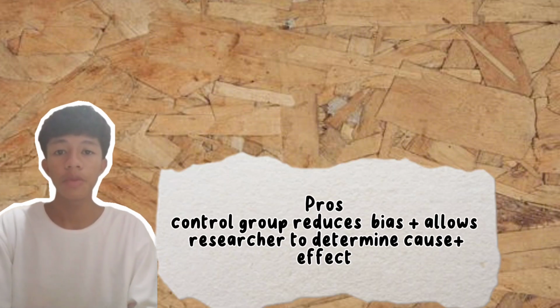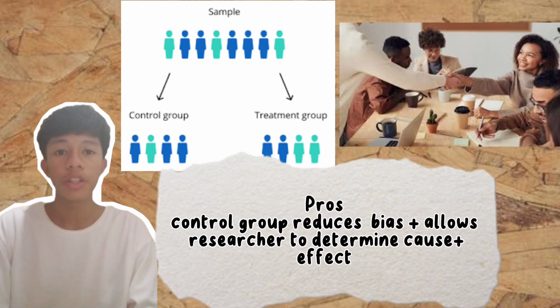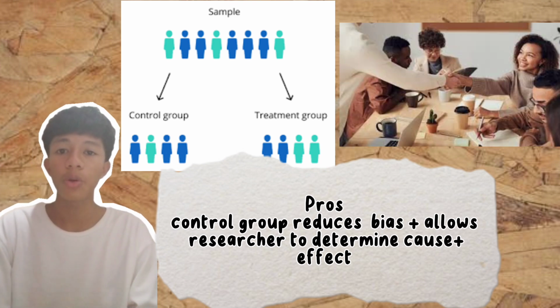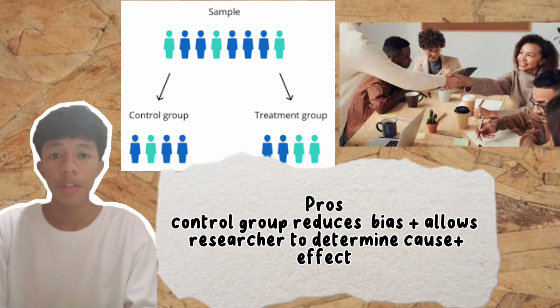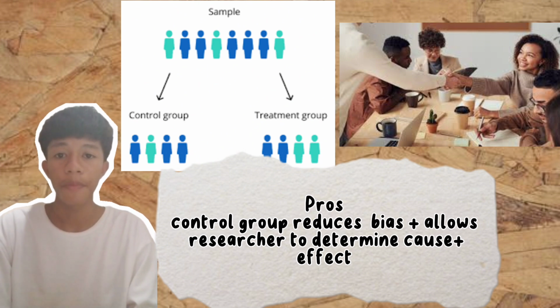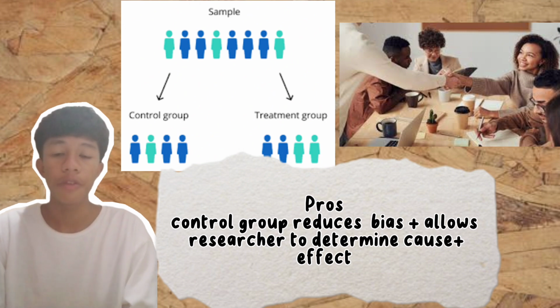So the positive of this is that the control group reduces bias, and it also allows us to determine if there's a cause and effect happening. Especially in the example of medication, we can really determine if this medication is helping people or not.